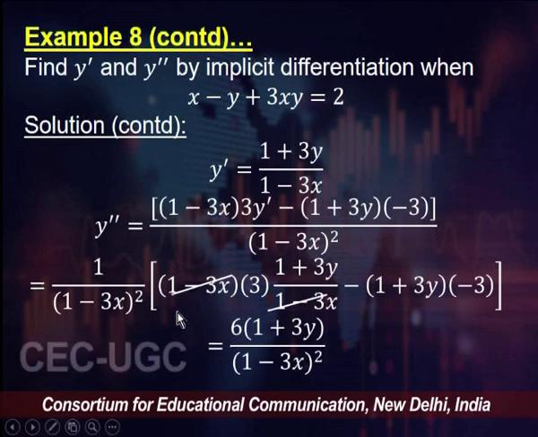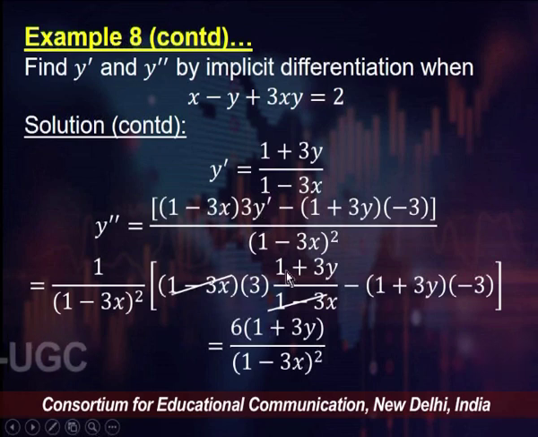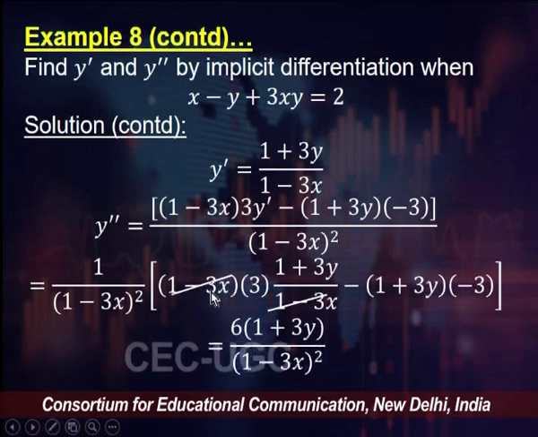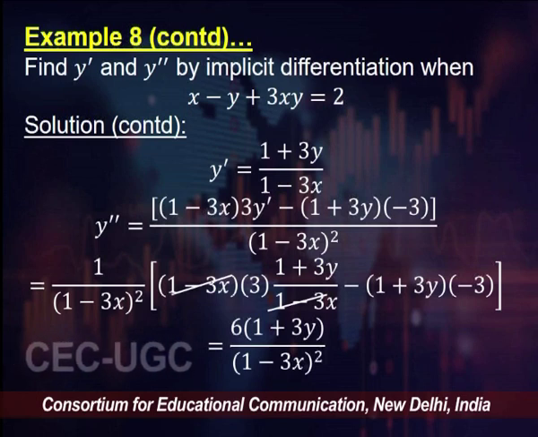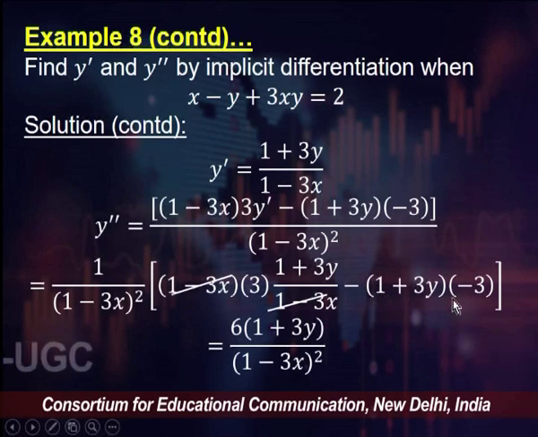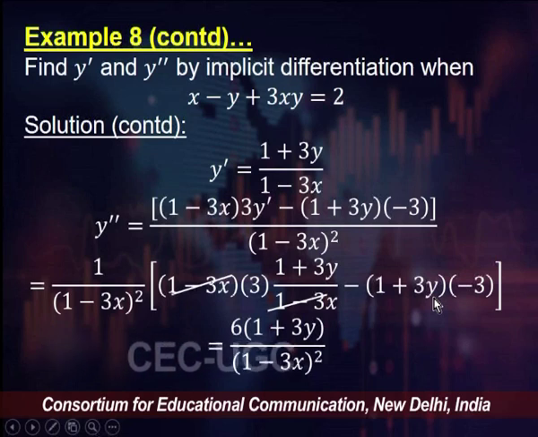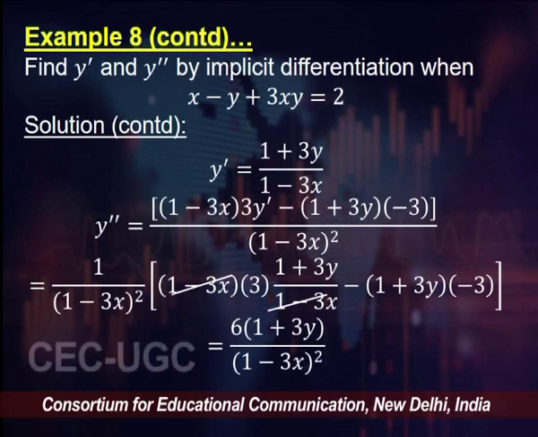And this then, if I open up the brackets and substitute for y prime, where y prime is (1 plus 3y) divided by (1 minus 3x), that will cancel out the 1 minus 3x in the numerator. And then I have minus (1 plus 3y) times minus 3. So that actually boils down to something quite simple, because I have a 3 times (1 plus 3y), and again another, because the minus and minus will become plus. So another 3 times (1 plus 3y), that's nothing but 6 times (1 plus 3y), the whole thing divided by (1 minus 3x) the whole squared.